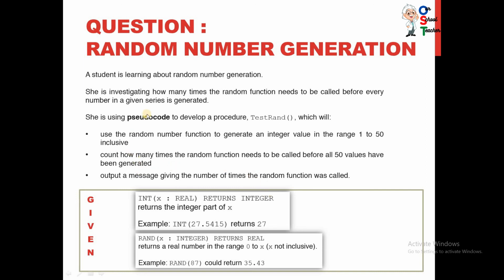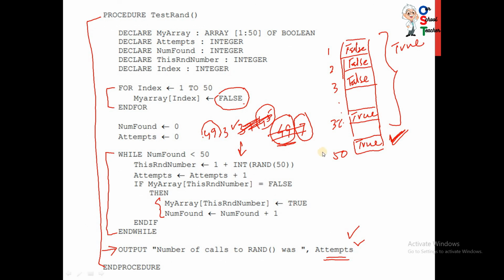The question is about investigating how many times the RND random function needs to be called before every number in a given series is generated. So this will be solved by using the algorithm I have told you. I hope that you had some understanding of random number generation and how this problem can be solved.